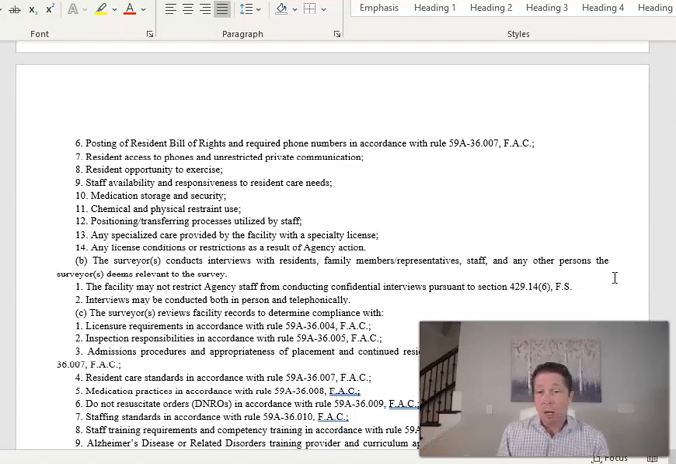Positioning and transferring process utilized by the staff. They're going to watch transferring of a resident. If they see a resident needs more than one person to assist, they might go look at your health assessment to see if that was indicated, if it's a two-person assist or a three-person assist or total transfer. Any specialized care provided by the facility with a specialty license. So are you offering LNS services? We're going to get into those things. But this process just makes you aware of what it looks like through the eyes of the surveyor, okay? Thought this was valuable. Any license conditions or restrictions as a result of agency actions. So is there a moratorium on your facility? Those type of things.